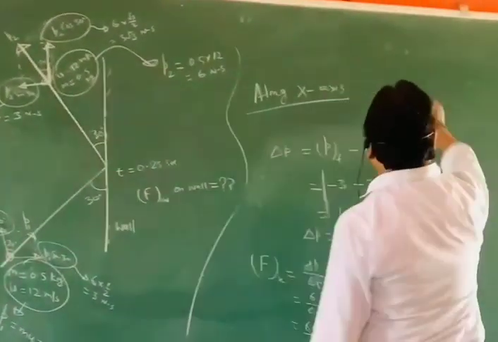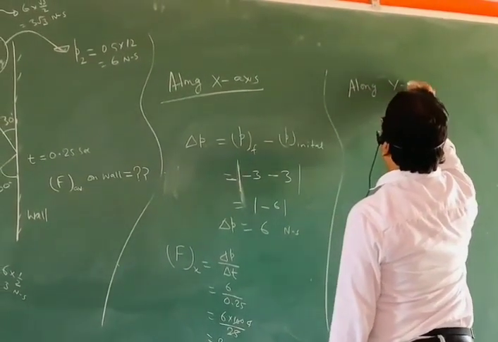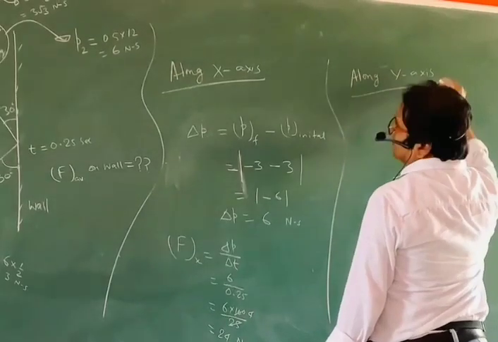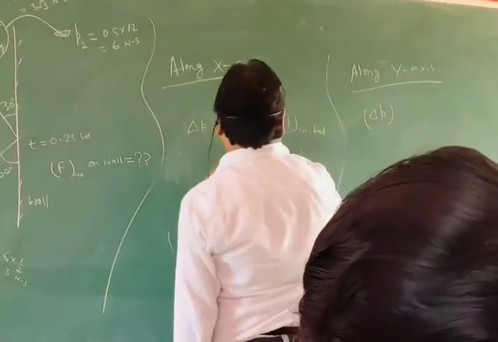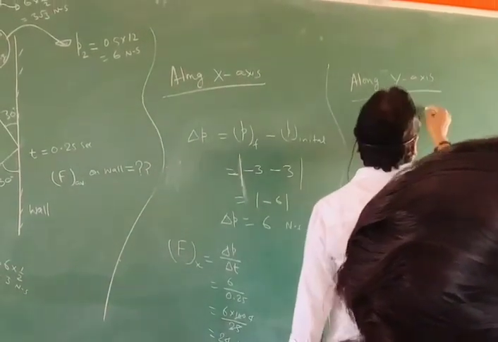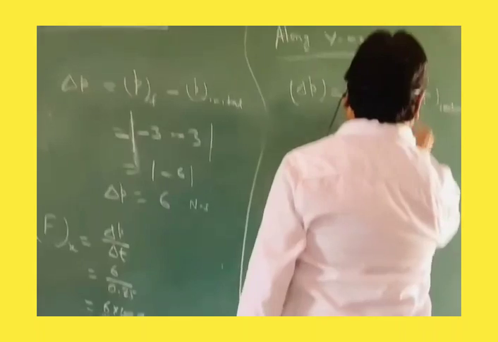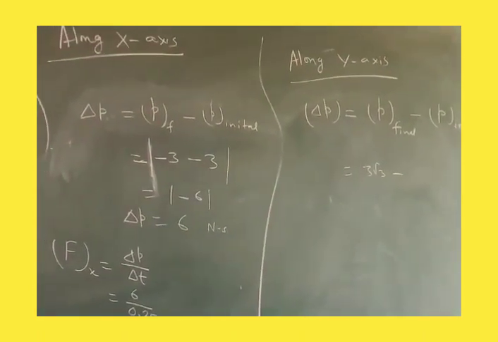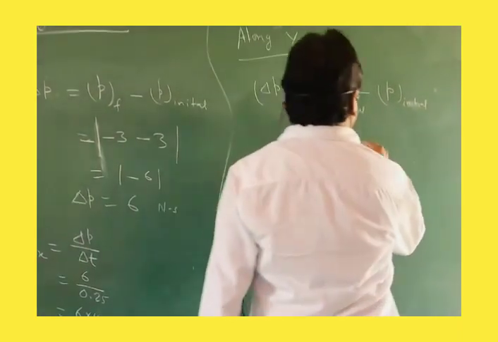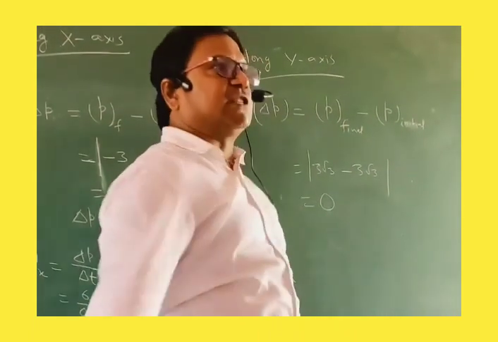So along y-axis, find the total change in momentum along y-axis. This is change in momentum along x-axis. So total change in momentum along y-axis will be again P final minus P initial. So it is 3 root 3 minus P initial. It is also along y-axis, 3 root 3. So it is 3 root 3 minus 3 root 3. So it is 0. No change in momentum.